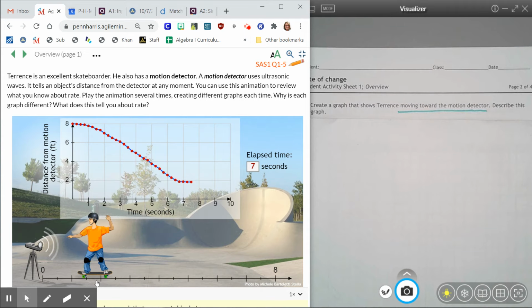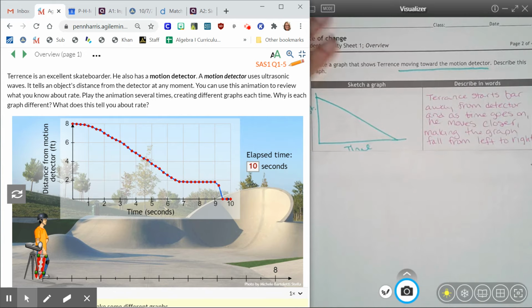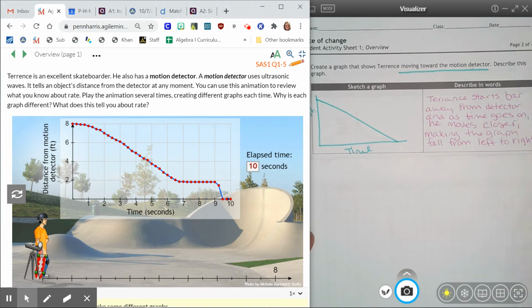And we're going to have him take a break right here for a little bit and then go. Okay. So with this, again, guys, you can see because he started all the way over here, his distance was 8 feet. So his distance is starting up high. So that's kind of what my graph looks like here. And I said Terrence starts far away from the detector, and as time goes on, he moves closer, making the graph fall from left to right.